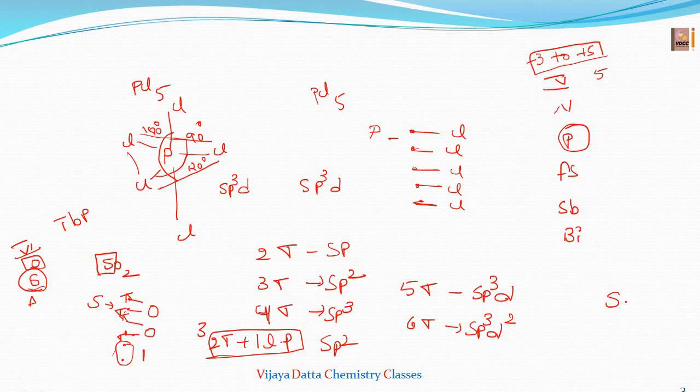So it is SO2, S double bond O, but it has one lone pair on the sulfur. Due to that, the bond angle will be distorted from the linear structure. The SO2 molecule is not linear in shape because of the presence of the one lone pair. So this is the shortcut.